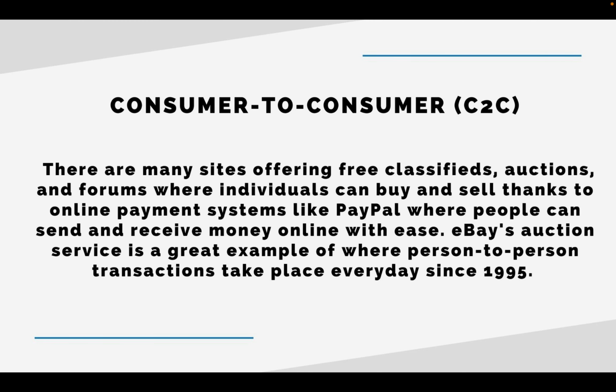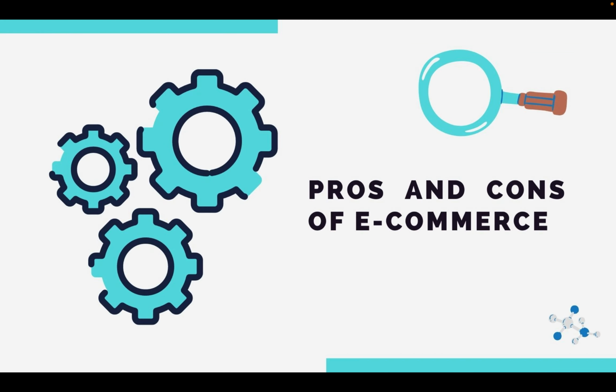Consumer to consumer. There are many sites offering free classifieds, auctions, and forums where individuals can buy and sell. Thanks to online payment systems like PayPal, where people can send and receive money online. With its eBay auction service, it's a great example of the person-to-person transaction taking place every day since 1995. It is a convenient way for consumers to buy and sell goods without getting in their cars and driving to a store, to buy and sell, or trade.